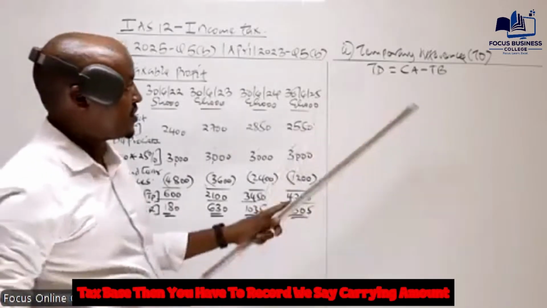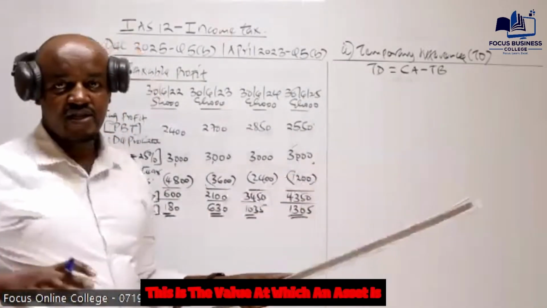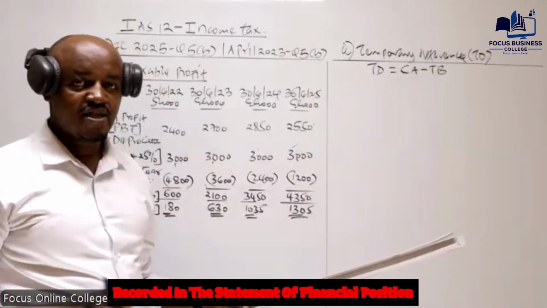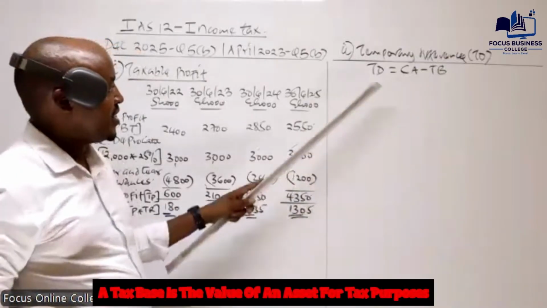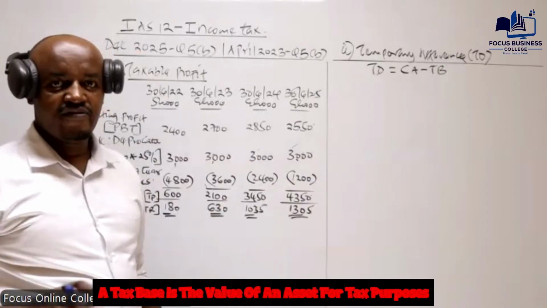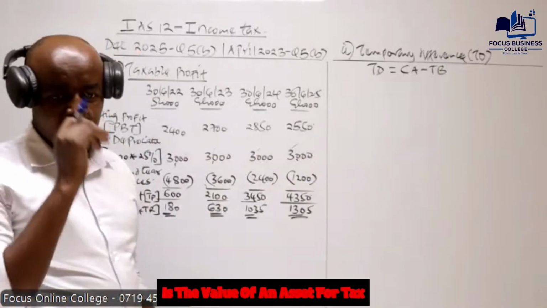Then you have to recall, we said carrying amount is the value at which an asset is recorded in the statement of financial position. A tax base is the value of an asset for tax purpose.